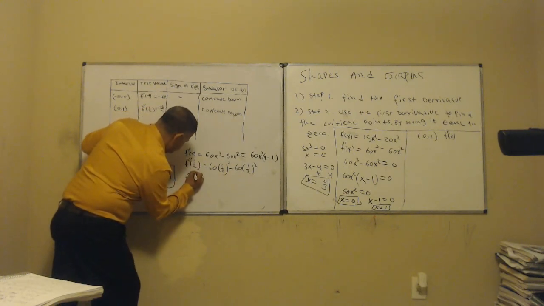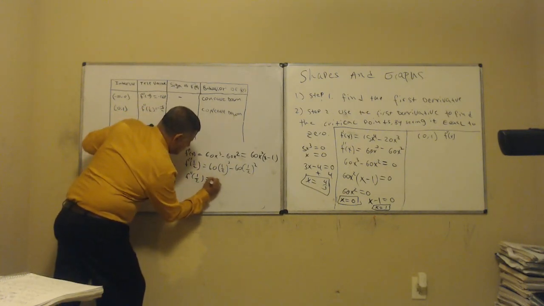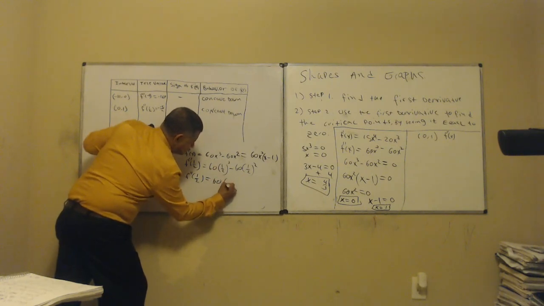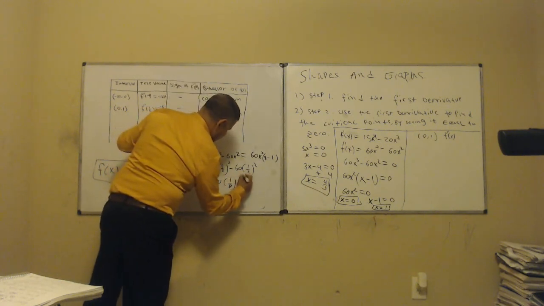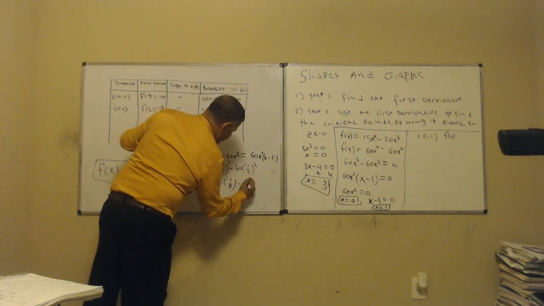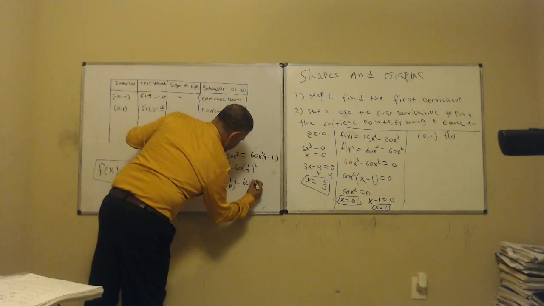Double prime. 1/8, 60. 1/8. Minus 1/4 minus 60, 1/4.